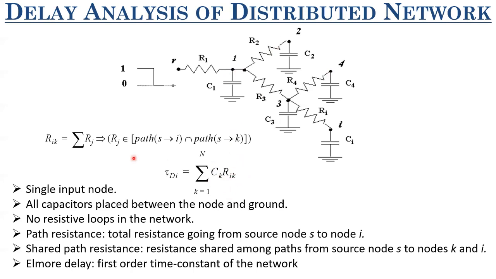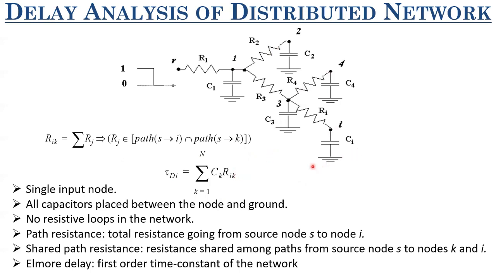And what is R_ik? R_ik is the shared path resistance. So that is how Elmore classified its first order time constant. So this is your time constant, right? So if we find out the time constant for this load capacitor Ci, then what is the delay? It's simply 0.69 times this time constant, right? That is how people do it.